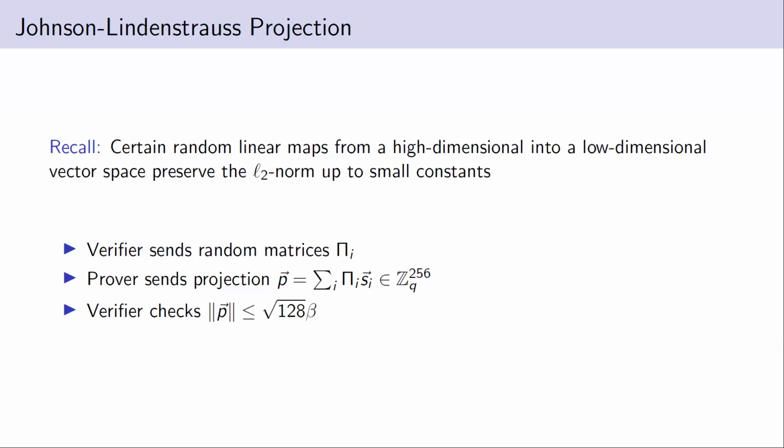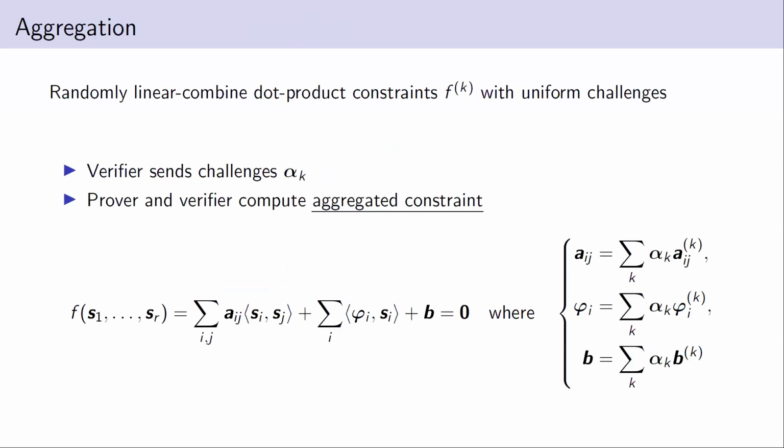The verifier just has to check the norm, and this proves that the witness was known. And now I come to the second to last step in the protocol, and this is what we call aggregation.